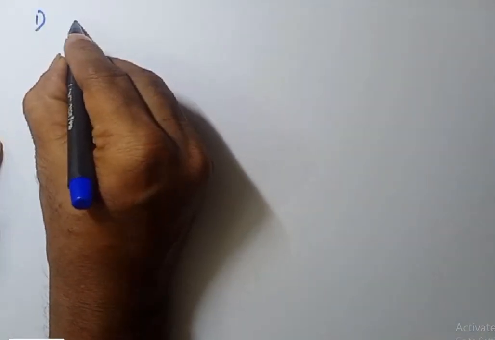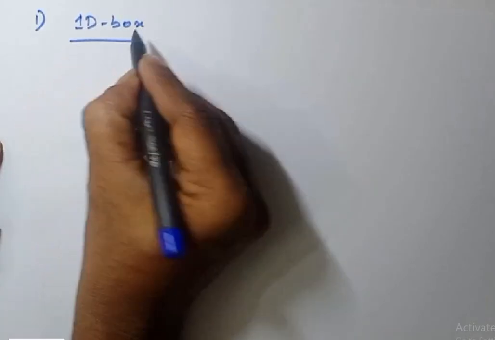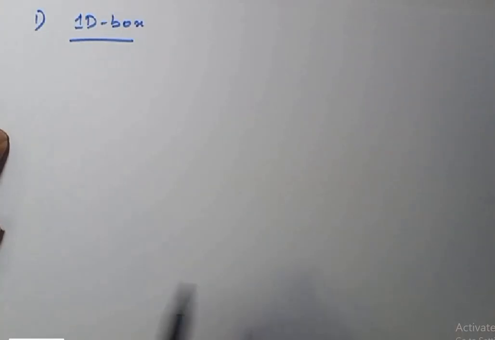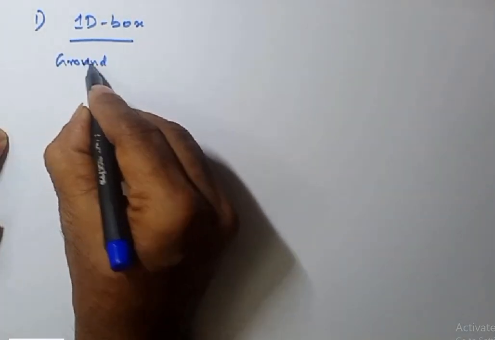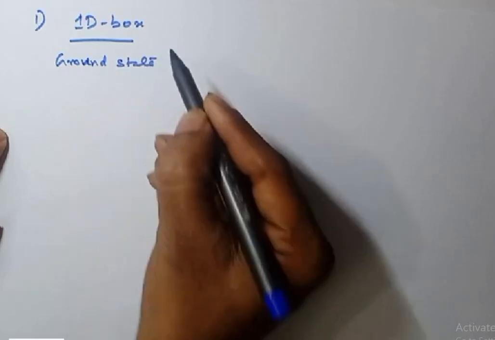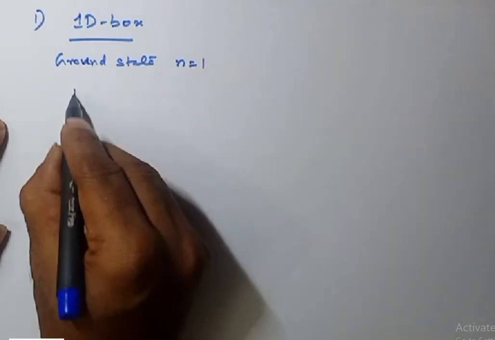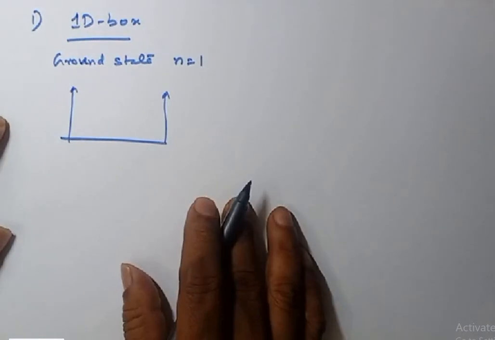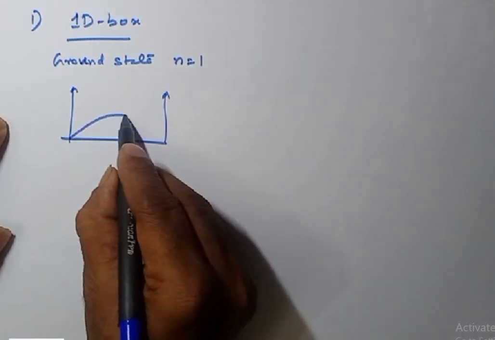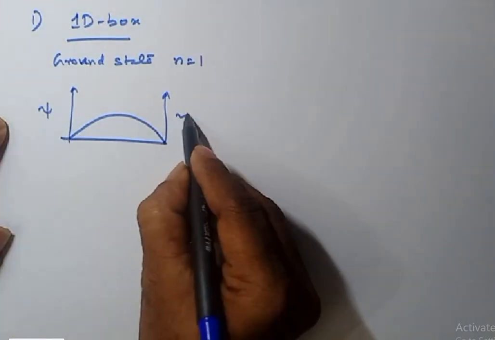Now consider a particle in a 1D box. Now I'll take the ground state. For the ground state, n is equal to 1. For n equal to 1, you know the wave function. How does the wave function vary? In the actual system, the wave function increases and reaches 0. So this is the wave function plot for the ground state.